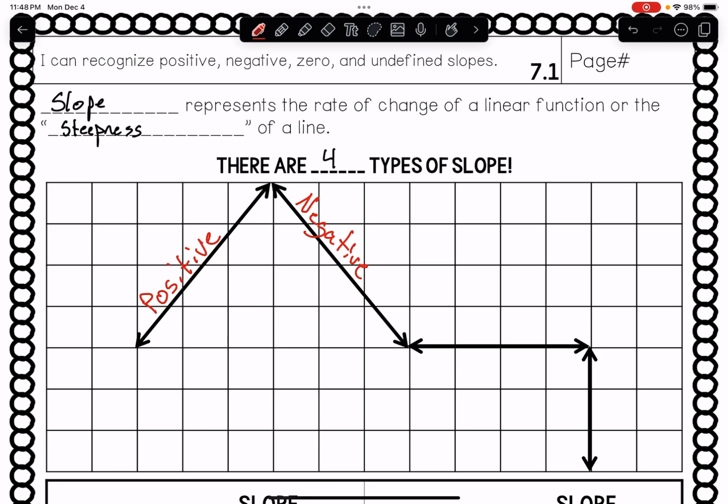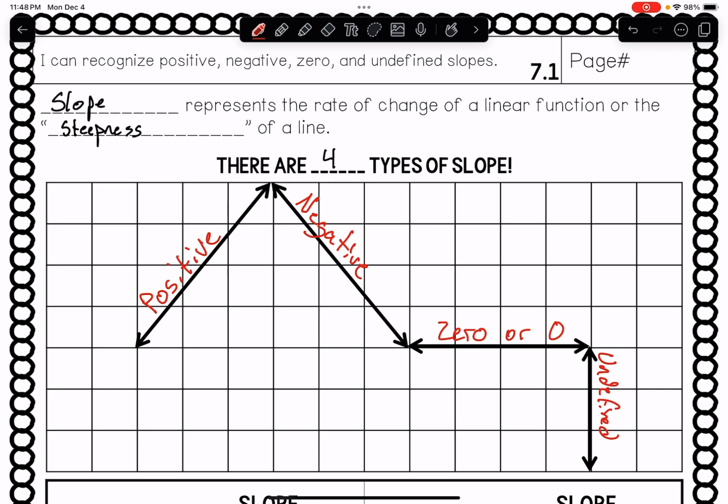And then we have a line that does not grow at all as it moves from left to right. It's staying completely horizontal. So we call that a zero slope, or we can use the number 0 to represent that slope. And then we've got a straight up vertical line here, and we'll talk about why it's called what it is pretty soon, but this is called an undefined slope.